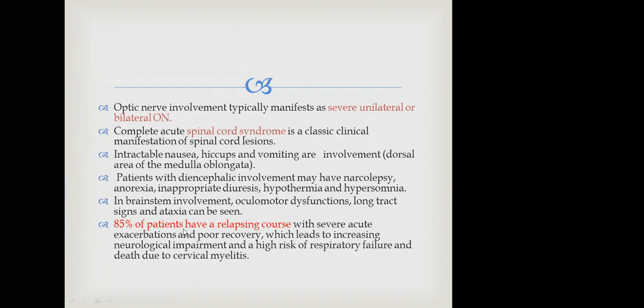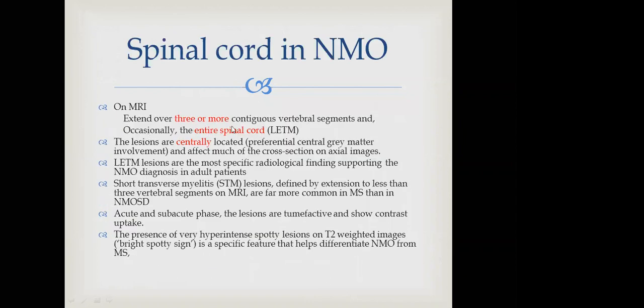About 85% of patients have a relapsing course, like multiple sclerosis, with severe acute exacerbation and poor recovery, which leads to increasing neurological impairment and a high risk of respiratory failure and death due to cervical myelitis. On MRI, there are 3 or more contiguous vertebral segments, and occasionally the entire spinal cord is involved. It means longitudinally extensive transverse myelitis. The lesion is located centrally, preferentially central gray matter involvement, affecting much of the cross section of the axial image.